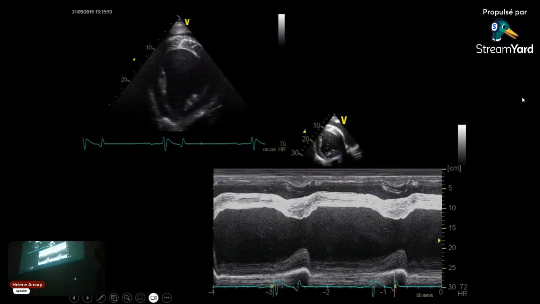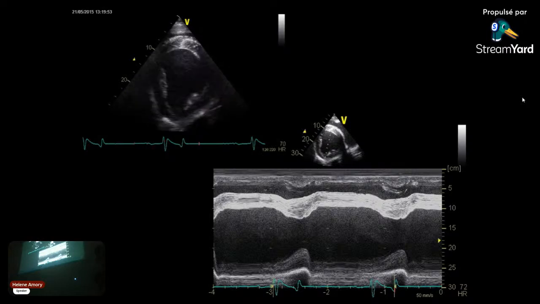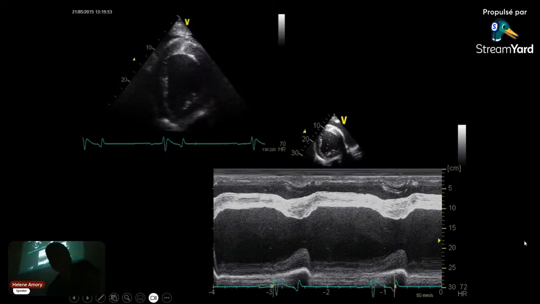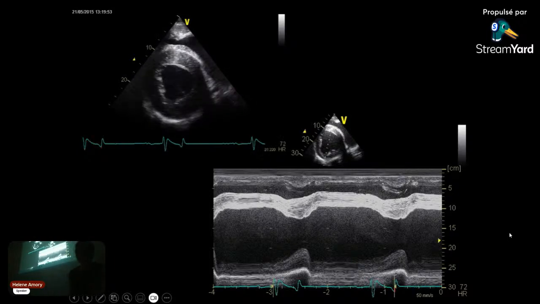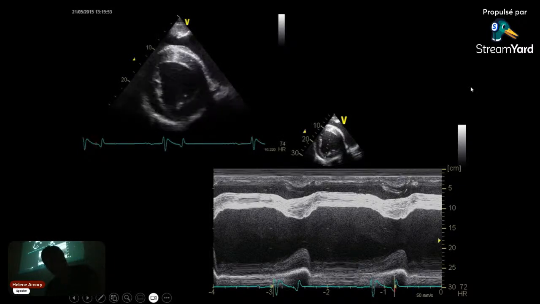This is the same horse on short axis view. Nothing special to say, okay? It's normal. And this is the M-mode view of the same horse. Normal, this one. Completely different from the one we saw just before, okay?